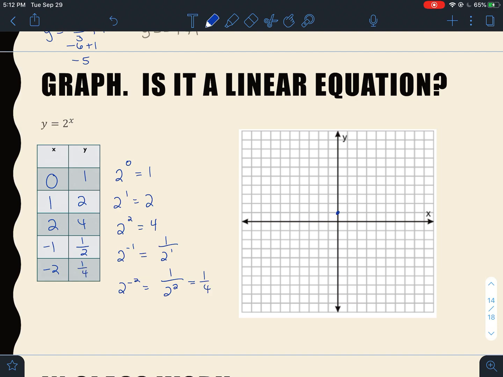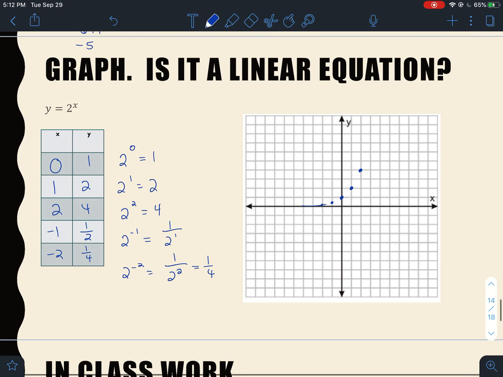So we have (0, 1), (1, 2), (2, 4), and then (-1, 1/2), (-2, 1/4). So notice this isn't linear. It looks kind of like a ramp. So it starts low and then it shoots up. We call this an exponential function because the exponent is a variable and it's not linear.